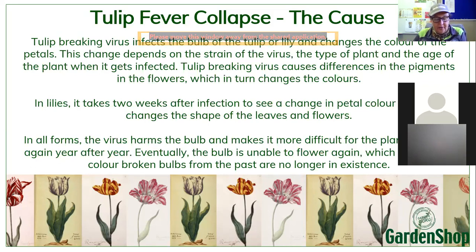In all forms, the virus harms the bulb. It makes it more difficult for the plant to sprout again year after year. Eventually, the bulb is unable to ever flower again, which is why all those rare, what they call broken bulbs, because it's called a break, are no longer in existence. And actually, I don't think any tulip grower would want any of those bulbs even close to their healthy and natural looking tulips. Yeah, so that's just a little bit on tulips.